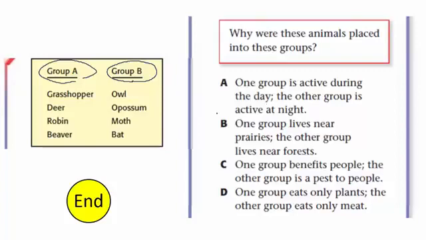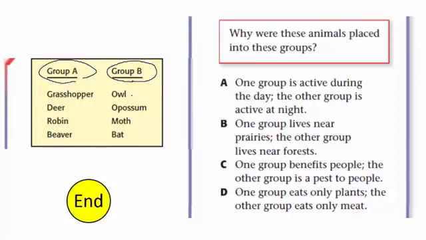One group is active during the day, the other group is active at night. You may not know the answer to this question based off of what you know about these animals, but I will say this. Let's read through the other choices and just make sure, and then I'll tell you what the right answer is. One group lives near prairies, the other lives near forests. Perhaps one group benefits people, the other group is a pest to people. One group eats only plants, the other eats only meat. So what we're looking for is which one of these statements best describes.